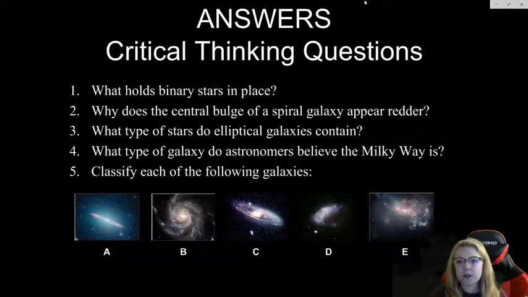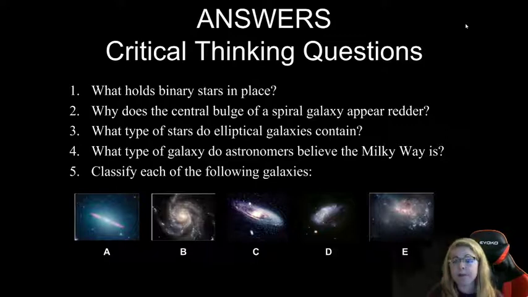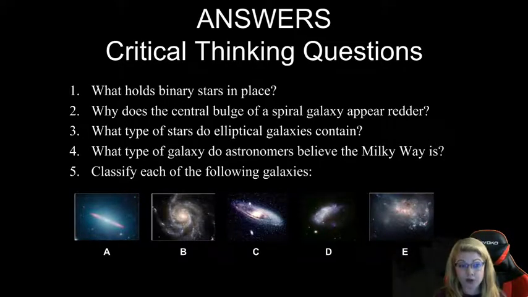All right, so now we're going to go over the answers to the critical thinking questions from the last video lesson. Number 1 is, what holds binary stars in place? The correct answer is mutual gravitational attraction. Make sure, if you didn't already, to pause the video and check your answers. I want to make sure you have the right answers so that you can use them to help you on future assignments.